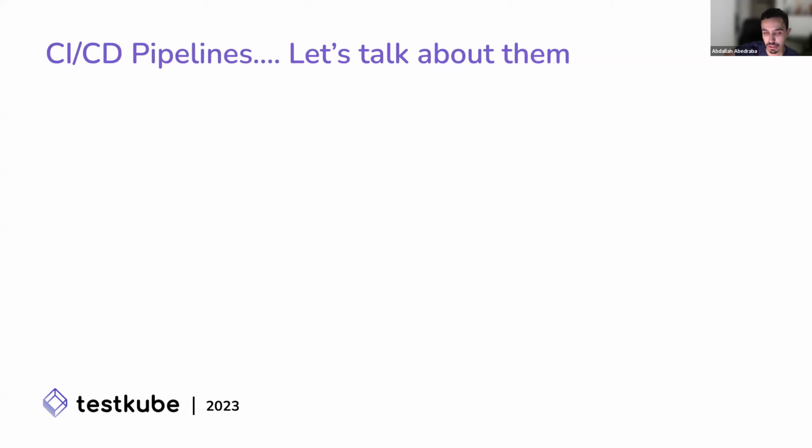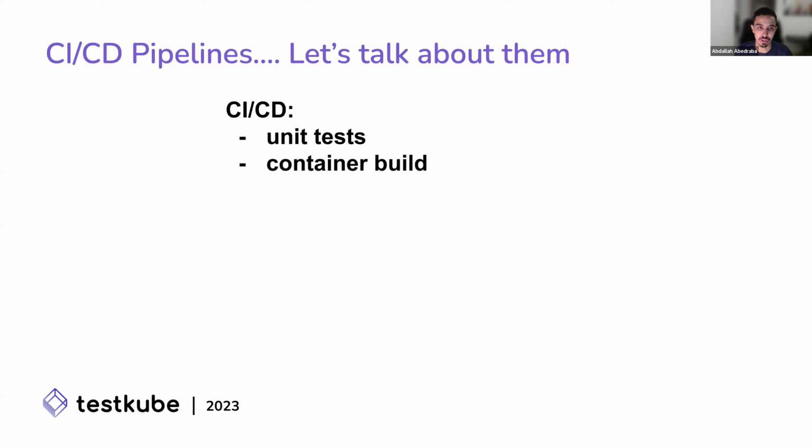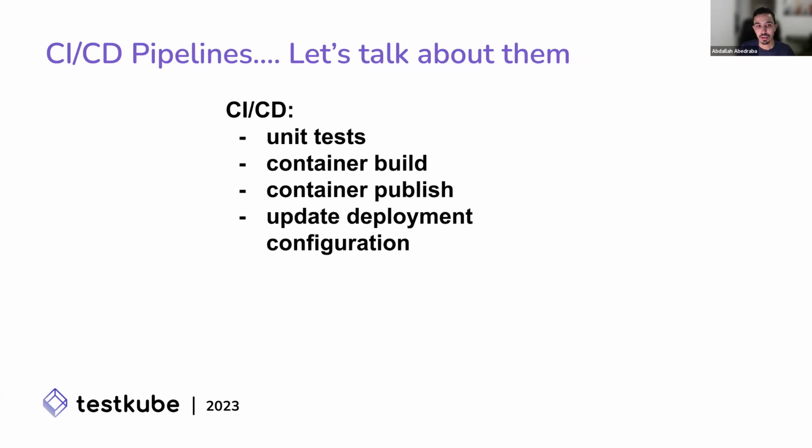So before starting to talk about tests, let's talk about where we actually run these tests. So usually it's in your CI/CD pipeline, and traditionally the CI/CD pipeline would look something similar. You would run some unit tests once you push your code to GitHub, and then you would try to build the application's container. And once you build it, you probably push it somewhere, publish it into a container registry.